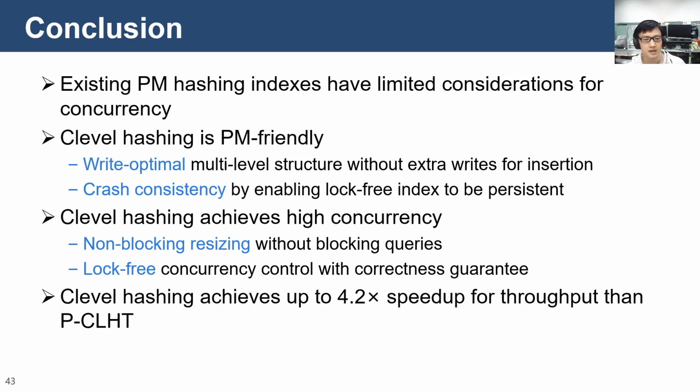In conclusion, existing PM hashing indexes have limited consideration for concurrency. We propose a PM-friendly and high concurrency hashing index. The dynamic multi-level structure avoids extra writes for insertion. The crash consistency is guaranteed by enabling log-free index to be persistent with small overheads. Clevel hashing achieves high concurrency by non-blocking resizing and log-free concurrency control with correctness guarantee.